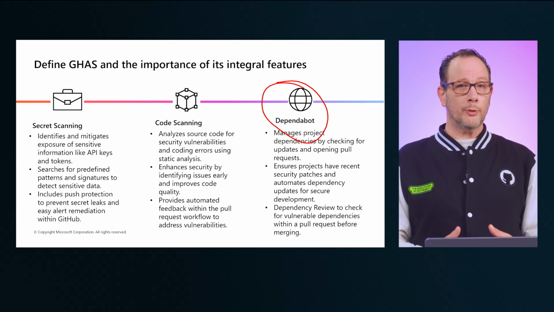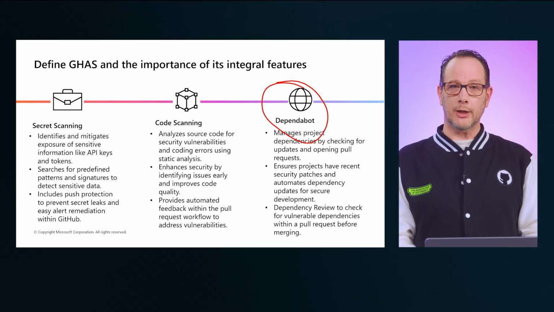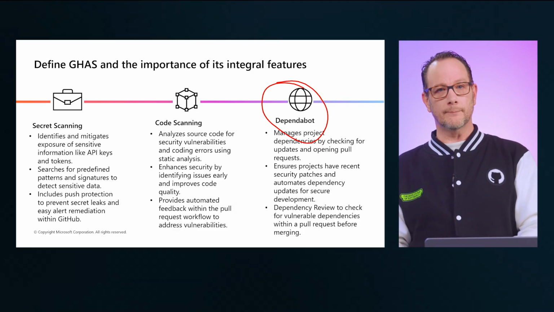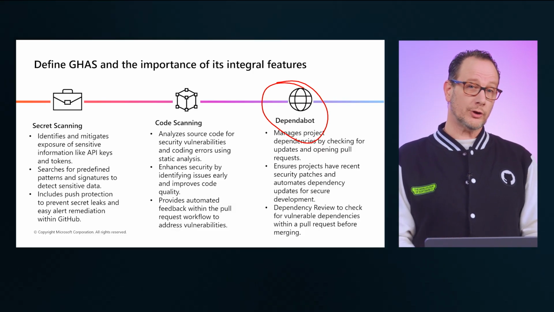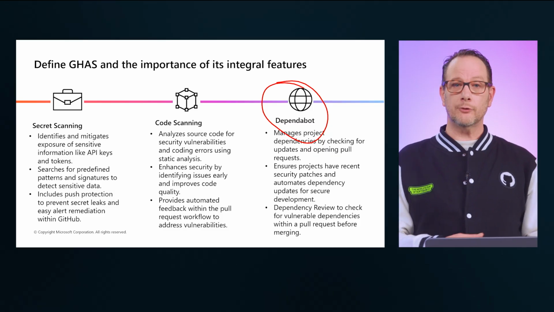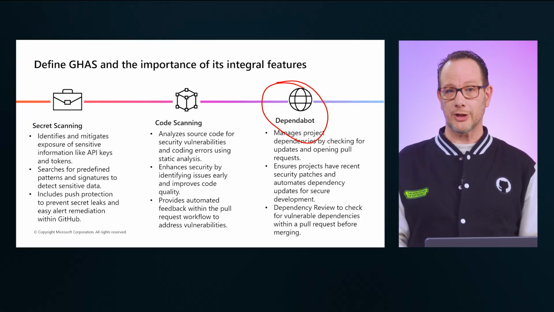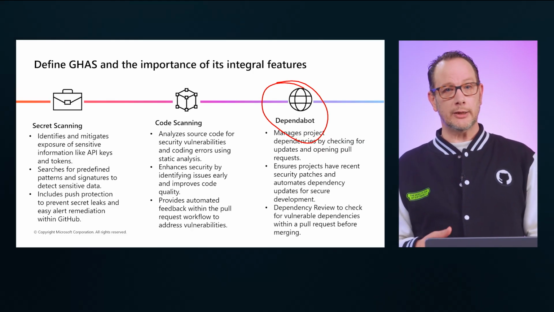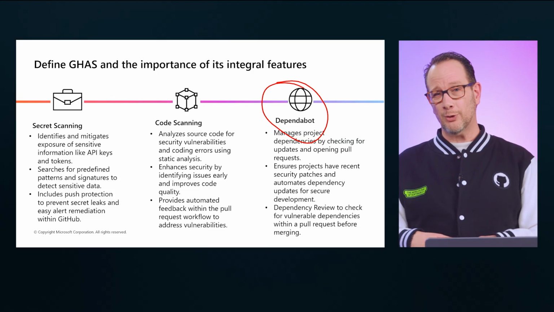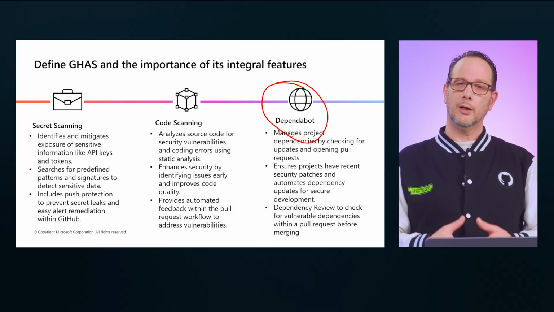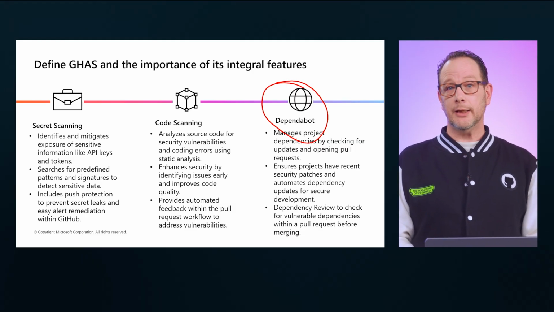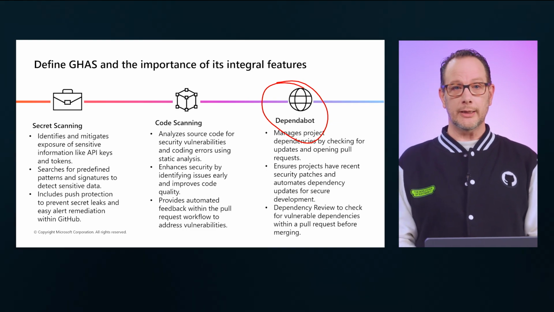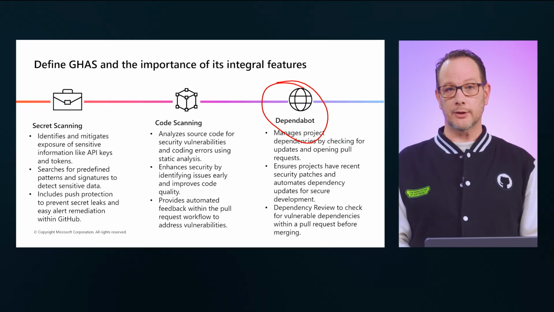And then last here we have Dependabot. Dependabot is a GitHub-owned automated dependency management tool responsible for keeping project dependencies up to date. It regularly checks for updates to libraries and frameworks used in any of your projects, and from there automatically opens pull requests to update dependencies to the latest, probably most secure version. Dependabot contributes to maintaining a secure and stable development environment by addressing vulnerabilities which are present in outdated dependencies.